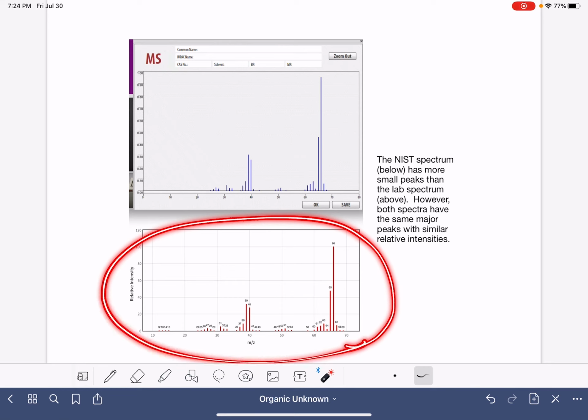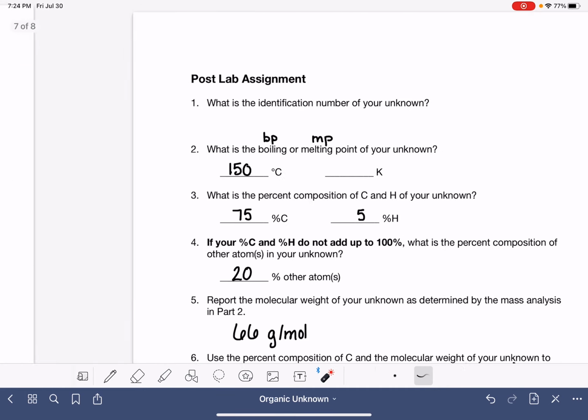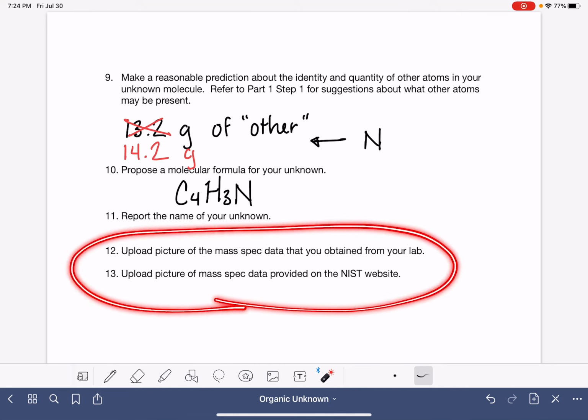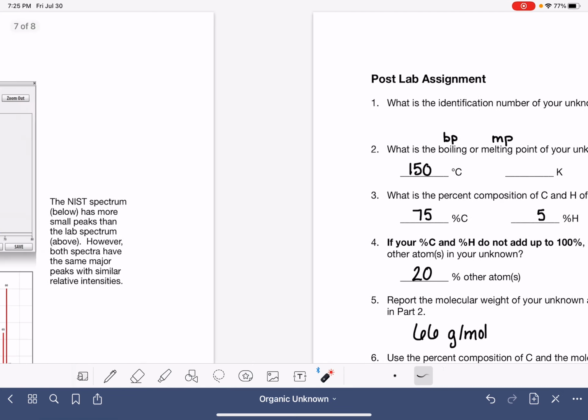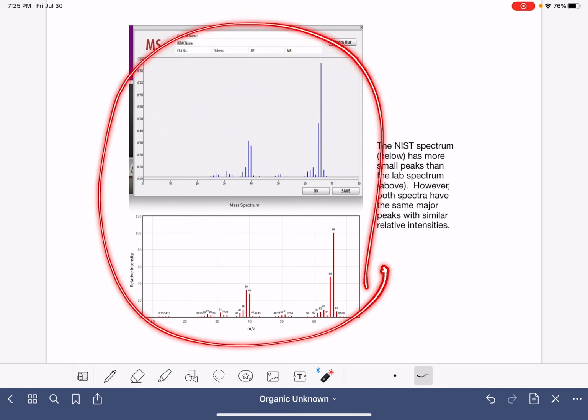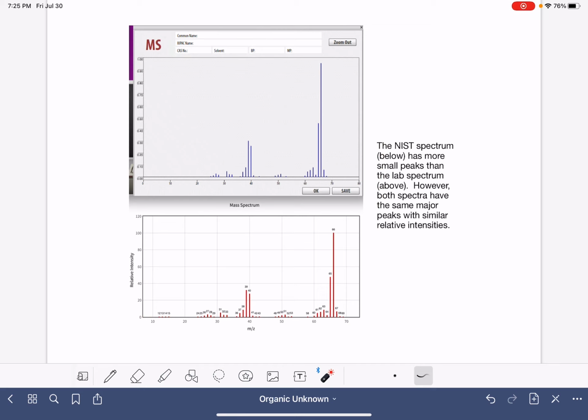The NIST website is going to give me the name of this molecule. So on the NIST website, the name is going to be written down, and then that is what you will copy into problem number 11 on the PostLab. You're also going to include in your analysis, in your submission, a picture of the mass spec from your lab and a picture of the mass spec from the NIST website. So you can show me something like this that shows the two spectra side by side so that I can see that you correctly found your unknown somewhere on NIST.